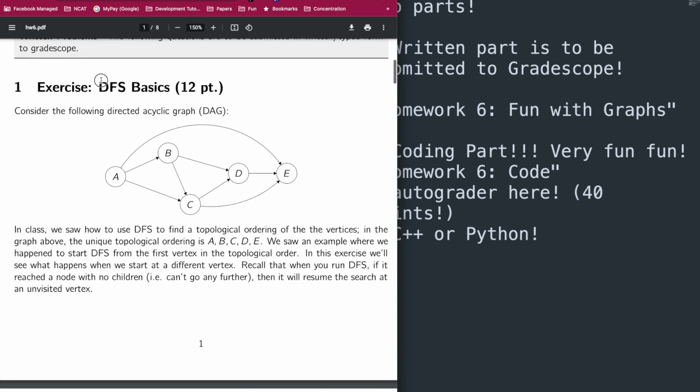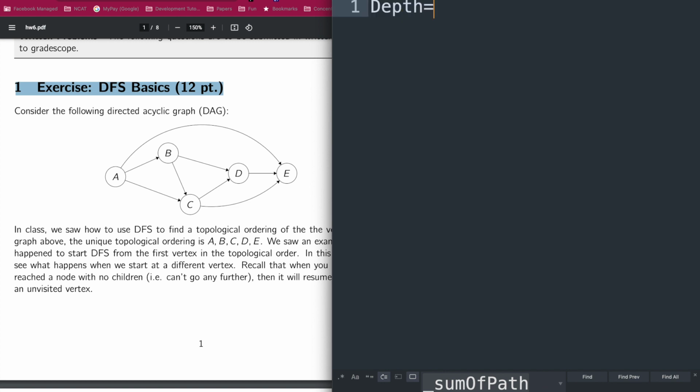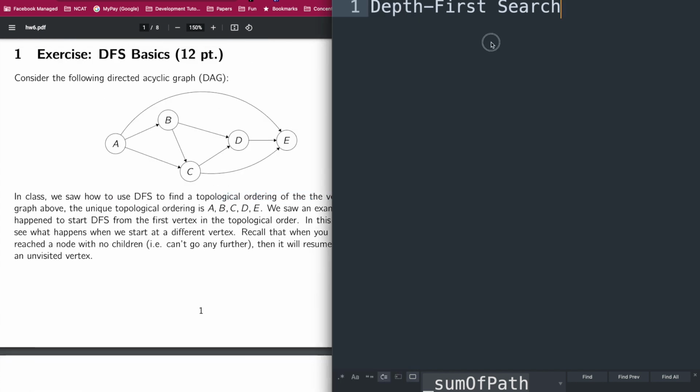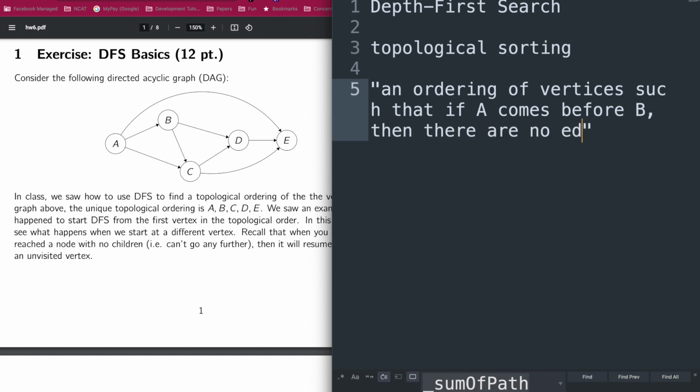So the first exercise is just reviewing some depth first search basics. All right, so we have depth first search. In class, we saw how to use DFS to do a topological ordering of the vertices, right? If you remember, topological sorting is an ordering of vertices such that if A comes before B, then there are no edges from B to A, right? So that is what a topological sorting is.